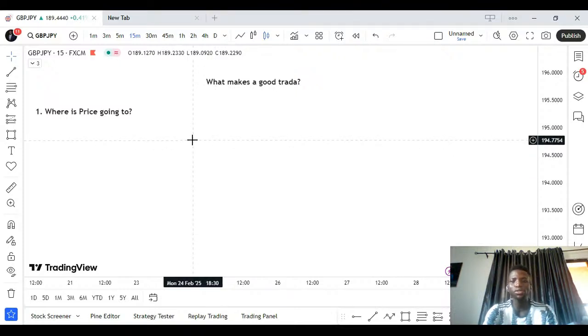So you cannot just open your chart, take another block and say the next thing is I want to buy here or I want to sell here. There's no such thing. You have to first look at where price is going to. All right, where is price going to?